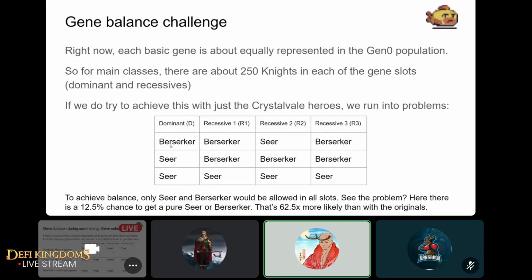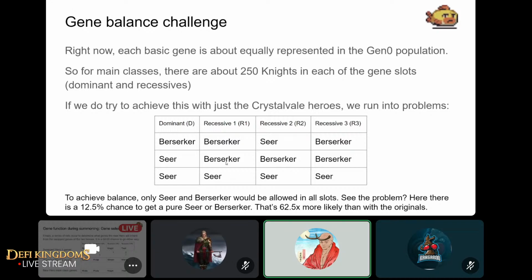So we would end up with this sort of breakdown where you'd have only Berserker and Seer as options. A Berserker has a very low chance of having the Seer come up, and so he has a higher chance of getting mutations than another one. Also, your chance of getting a pure Seer or a pure Berserker is much higher. You'd have a 12.5% chance of getting that if we went down this road, which we are not doing. But this is just to illustrate the problem and why we're making these moves to address this.